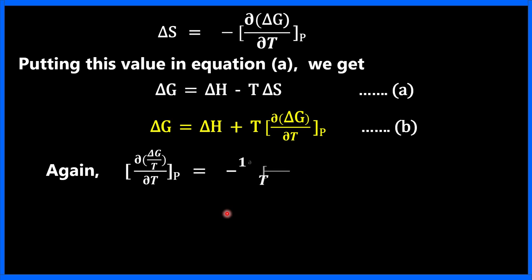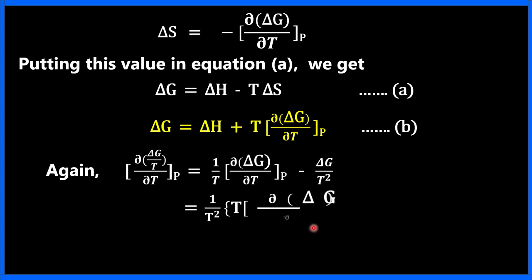Again, del of delta G by T by del T at constant P is equal to, first, 1 by T remaining constant, del of delta G by del T at constant P. Then delta G remaining constant, del of 1 by T by del T at constant P, which is minus 1 by T square. Therefore, minus delta G by T square. Therefore, 1 by T square into T into del of delta G by del T at constant P minus delta G.